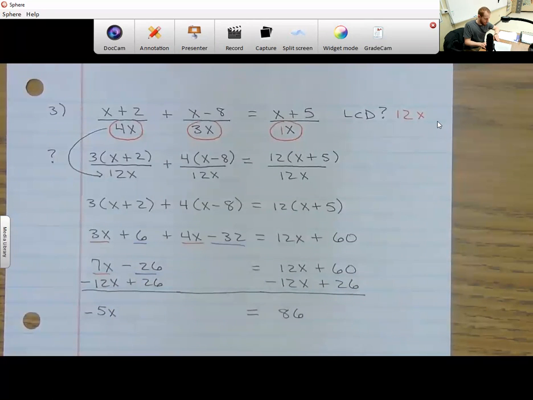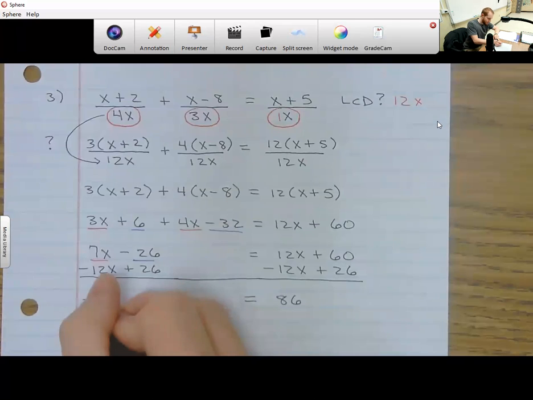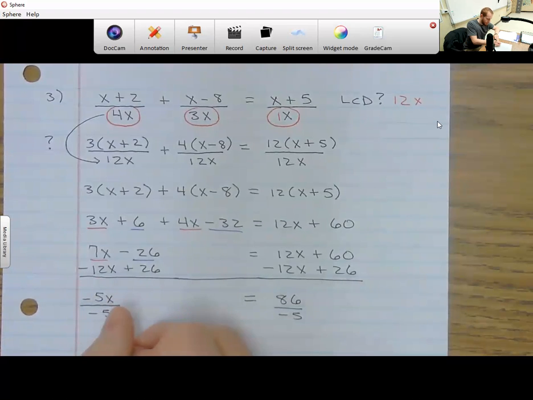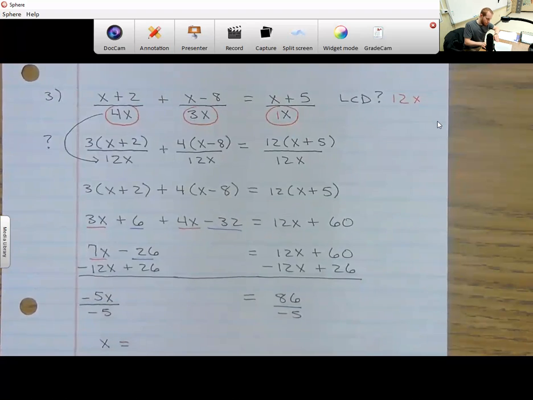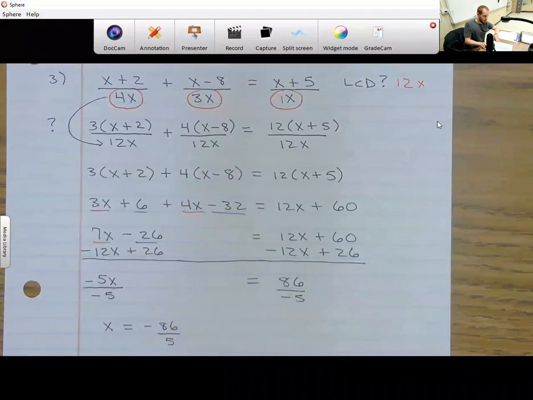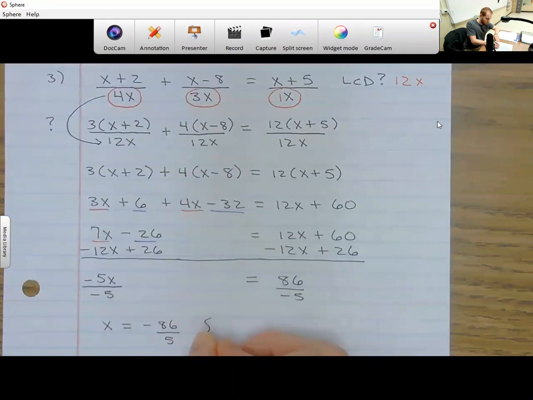And then what's the last thing I have to do? Divide by what? This negative 5 right here, right? Divide by negative 5. That's good. So now if I divide by negative 5, I'm not really going to get a whole number on that side, but I'm still going to get a fraction. I get x is negative 86 over 5. There we go. That's going to be inside my solution set.